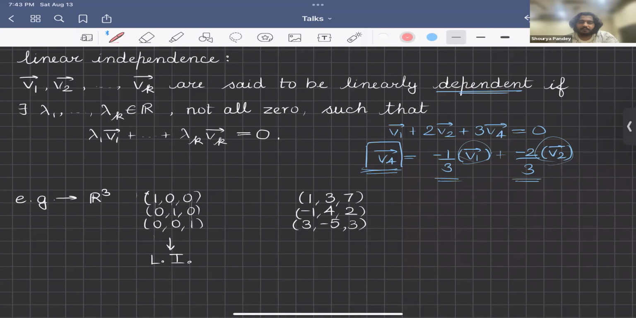Anyone? Is this linearly independent or not? Or are you just too lazy to work with it? Yeah, trying, just a minute. Okay.